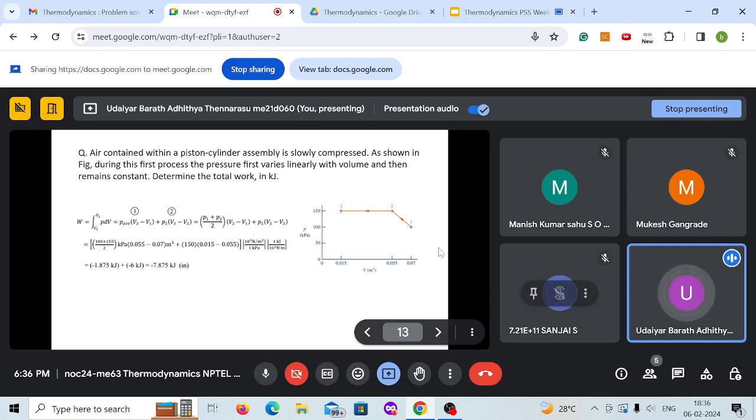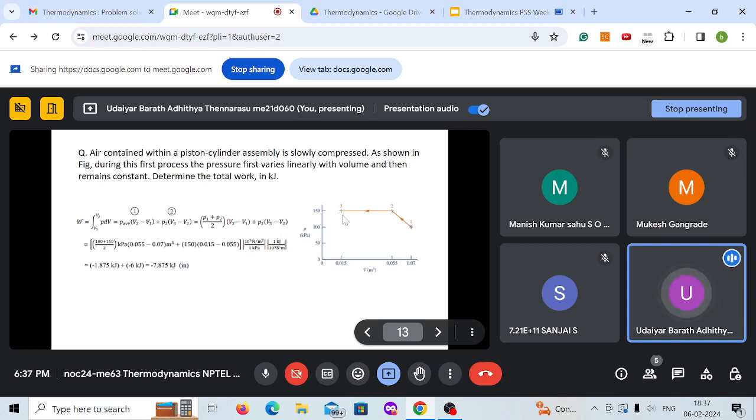So that is the area under the curve for process 1 2, plus P2 into V3 minus V2, because pressure 2 and pressure 3 are the same, so you can express it as P2 or P3. So that is the area of the rectangle, or the area under the curve for process 2 3. So now you know pressure 1, pressure 2. Pressure 1 is 100, pressure 2 is 150. We know V2, V1, V3: 0.07, 0.005, 0.55 and 0.015. So you just have to substitute the values here.